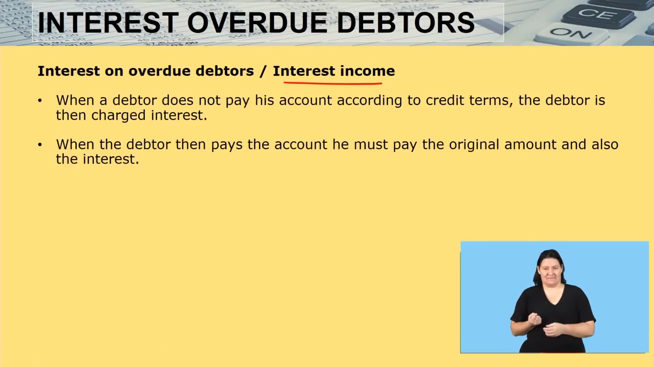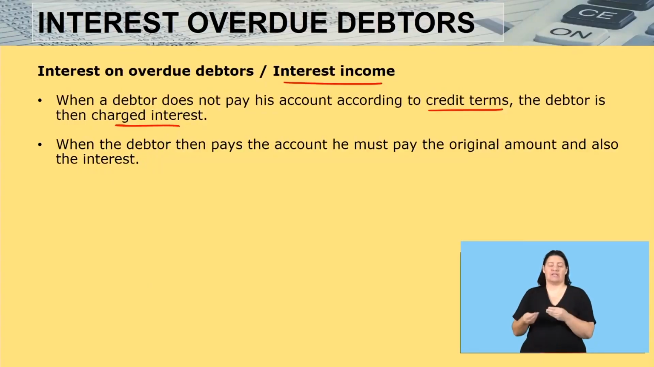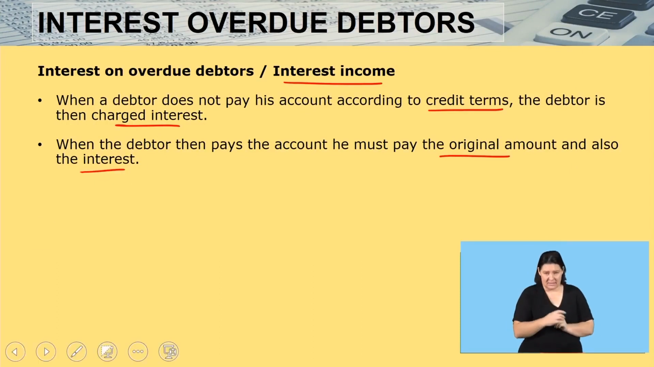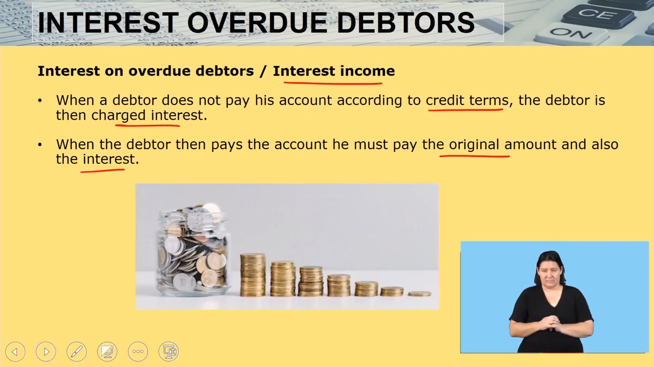When a debtor does not pay his account according to the credit terms, it is the period that we have given to the debtor to pay the account. If they don't pay according to the credit terms, then the debtor is charged interest. When the debtor then pays his or her account, he must pay the original amount and also the interest that we would have charged on the account.